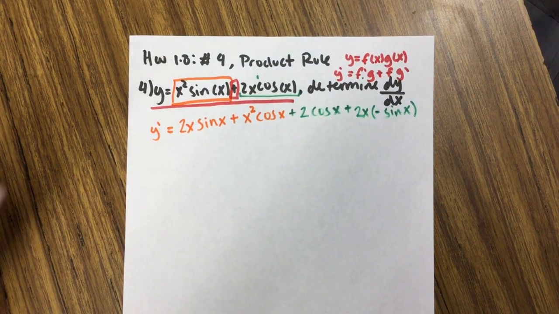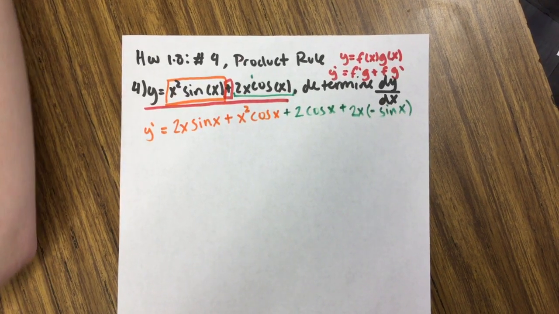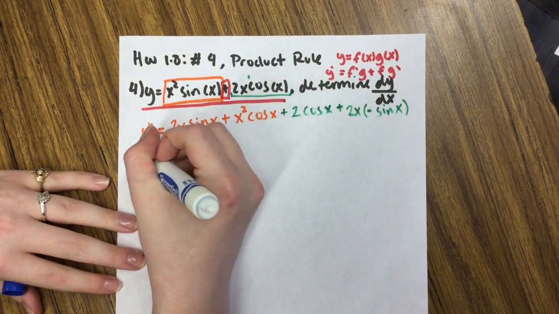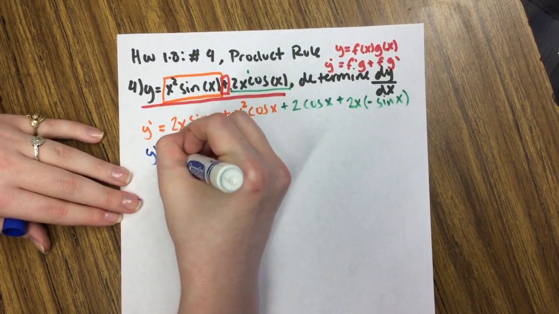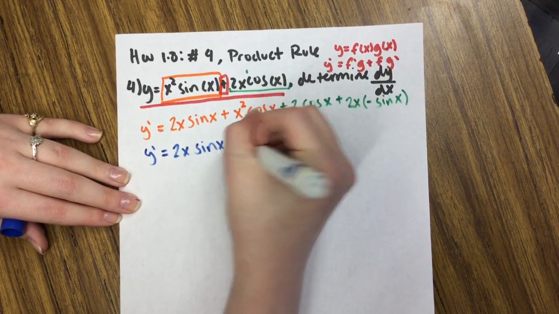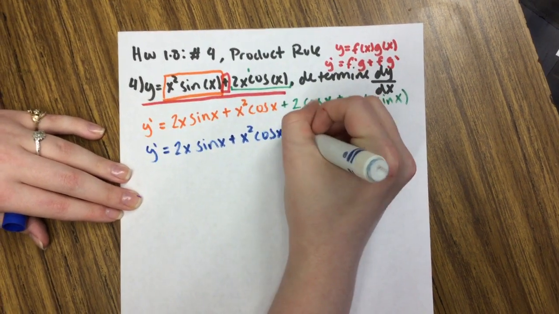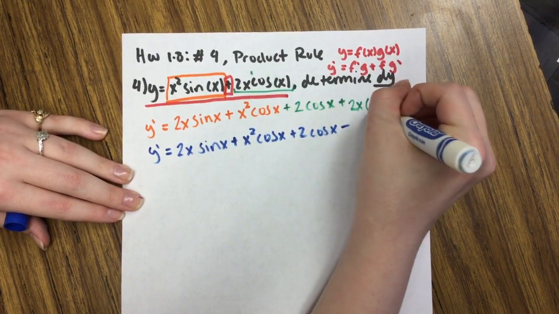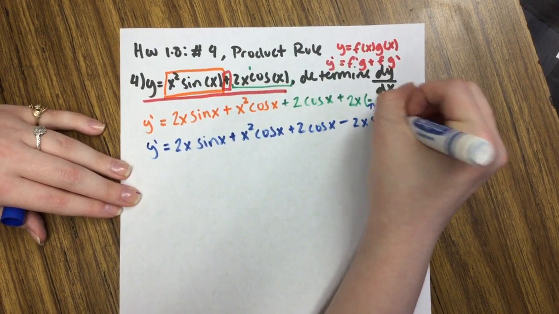After you get the two things all derived, once you take the derivative of both things, you simplify. So you have y prime equals 2x sine of x plus x squared cosine of x plus 2 cosine of x minus, from the minus right here, 2x sine of x.